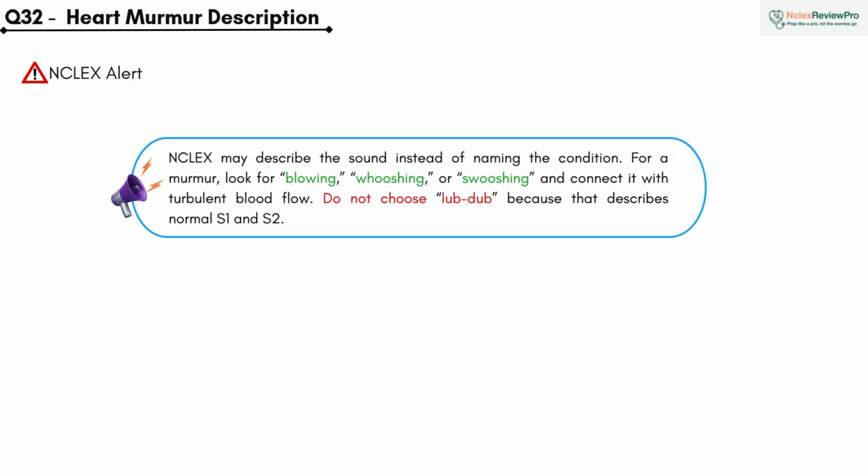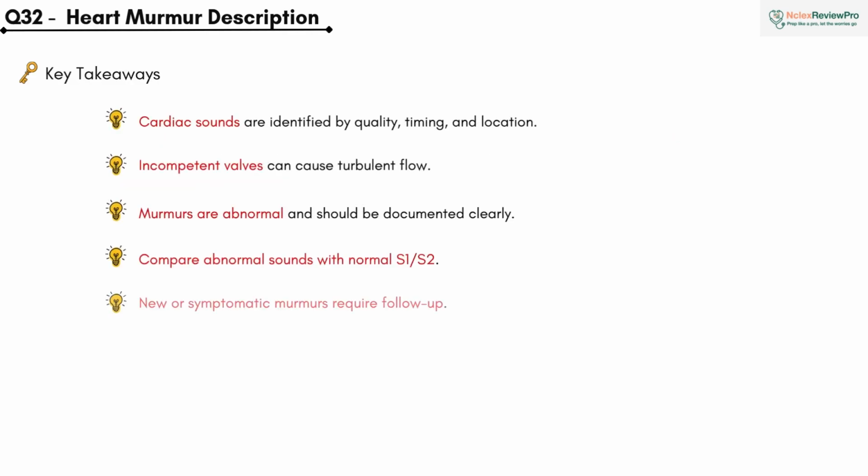NCLEX may describe the sound instead of naming the condition. For a murmur, look for blowing, whooshing, or swooshing, and connect it with turbulent blood flow. Do not choose lub-dub because that describes normal S1 and S2. The key takeaway is this: cardiac sounds are identified by quality, timing, and location. Incompetent valves can cause turbulent flow. Murmurs are abnormal and should be documented clearly. Compare abnormal sounds with normal S1 and S2, and remember that new or symptomatic murmurs require follow-up. Okay, let's move on to the next one.